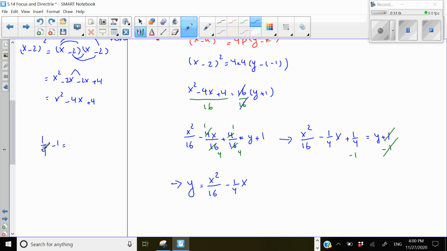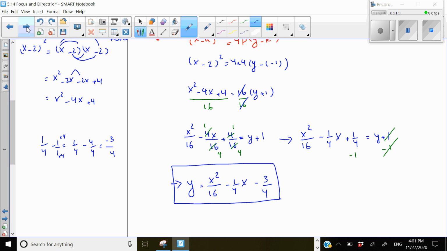I'm adding two numbers where one of them is a fraction, so I'm going to put the denominator of 1. The common denominator between these two is 4. So multiply both the top and the bottom by 4. So this will be 1 over 4 minus 4 over 4. Now keep the bottom and combine the tops. 1 and negative 4 will be negative 3. So this is negative 3 over 4. And that's my equation.